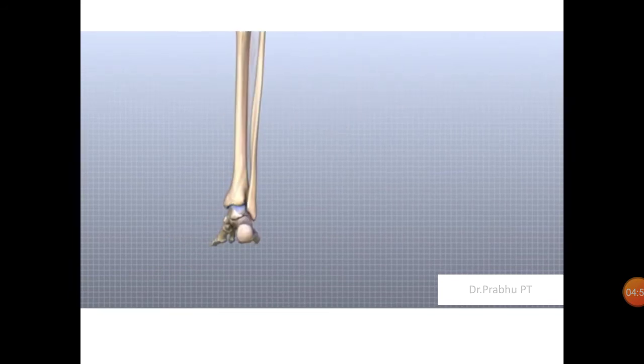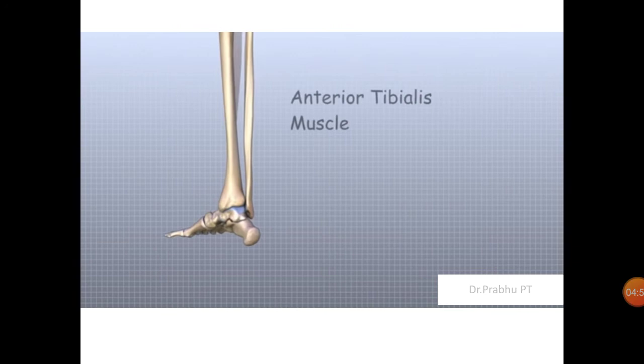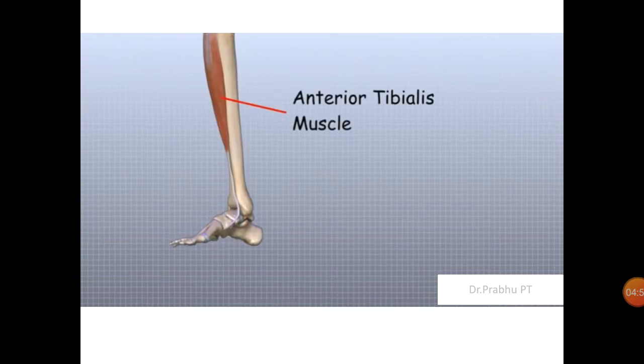This is the posterior side, and we move to the anterior side. Here you can see the tibialis anterior muscle. The tibialis anterior muscle in humans originates from the upper two-thirds of the lateral surface of the tibia, the upper part of the tibia, and is inserted into the medial cuneiform and the first metatarsal bones of the foot.